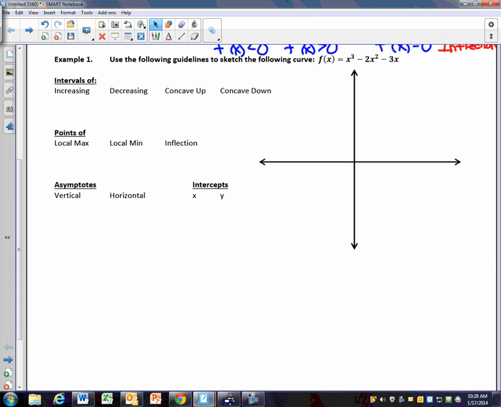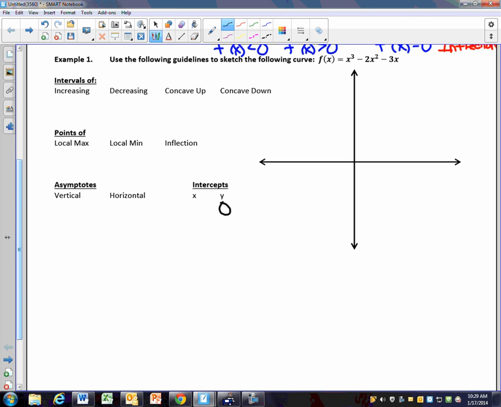Let's do number 1. Use the following guidelines to sketch the following curve: x to the third minus 2x squared minus 3x. I'm not going to do the derivative yet because the first thing I'm going to do is add some pieces to this. We're going to start out by looking for x and y intercepts. Let's identify the y-intercept right away. If you plug in 0 for x, what do you end up with for y? So the y-intercept is 0, so it crosses at 0.